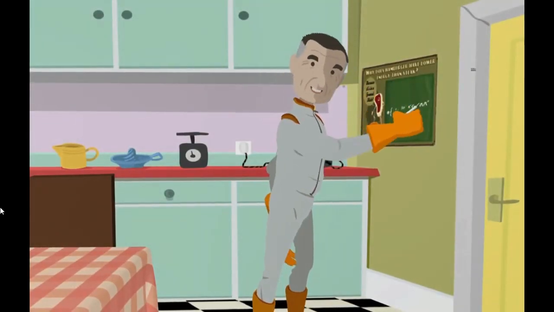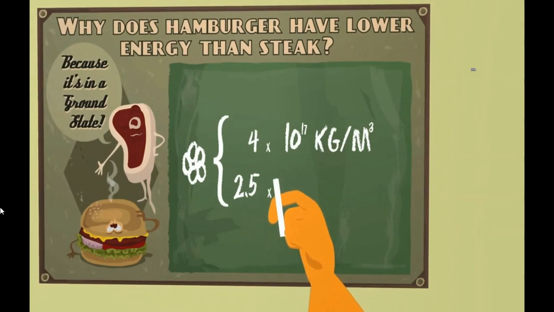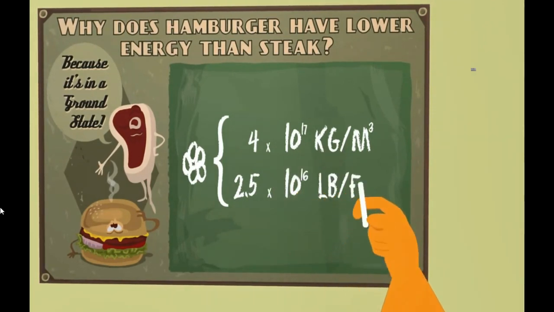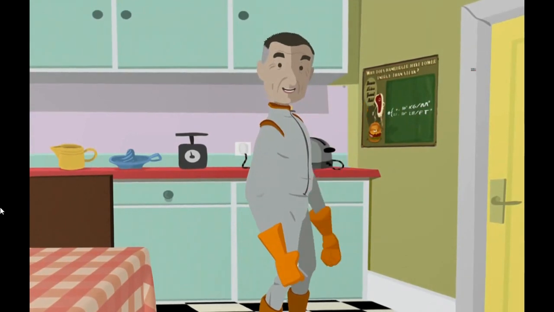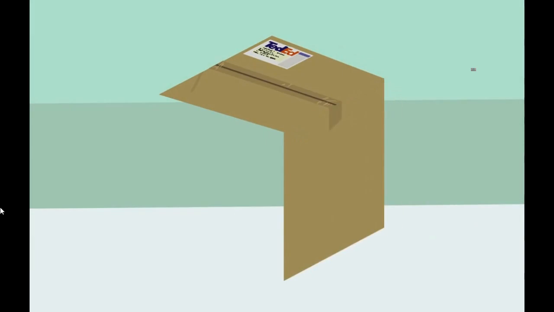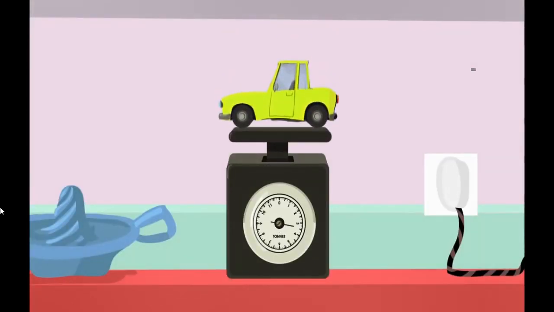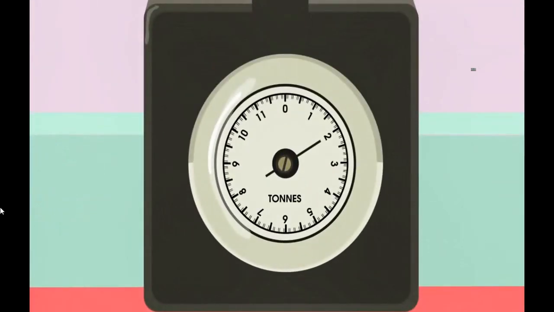Okay, I'll put it in English units. 2.5 times 10 to the 16th pounds per cubic feet. Okay, that's still kind of hard to figure. Okay, here's what I want you to do. Make a box that is 1 foot by 1 foot by 1 foot. And let's go and grab all the nuclei from a typical car. Now, cars on average weigh 2 tons.